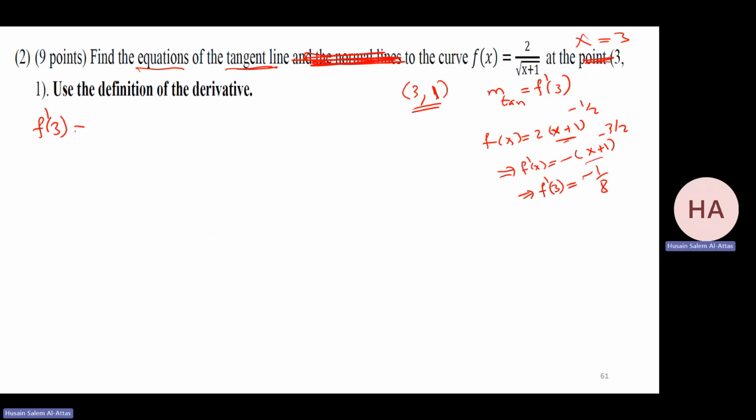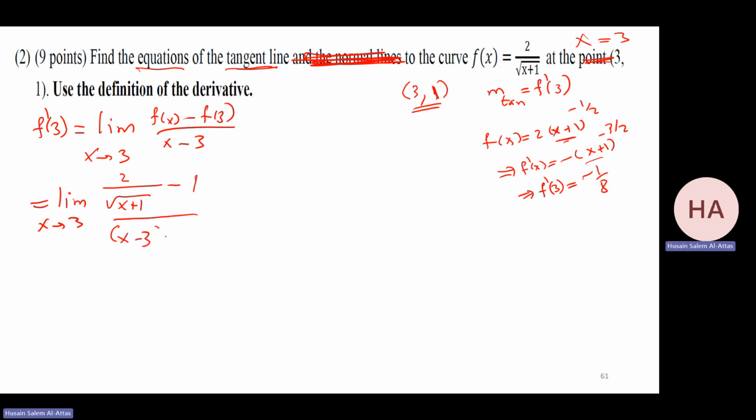F prime at 3 will be the limit. We can use any formula. Let me use the other formula: x equals 3, f of x minus f of 3 over x minus 3. That will be the limit as x goes to 3 of f of x, which is 2 over square root x plus 1, minus f of 3, which we find is 1, over x minus 3. So find it as a limit. That will be 2 minus square root x plus 1 over (x minus 3) times square root x plus 1.